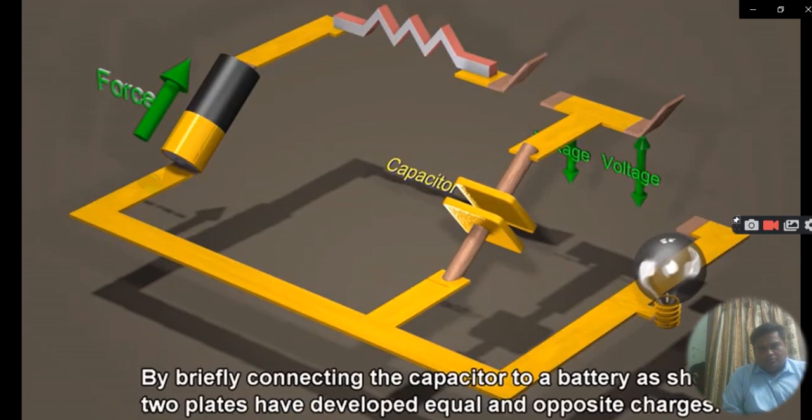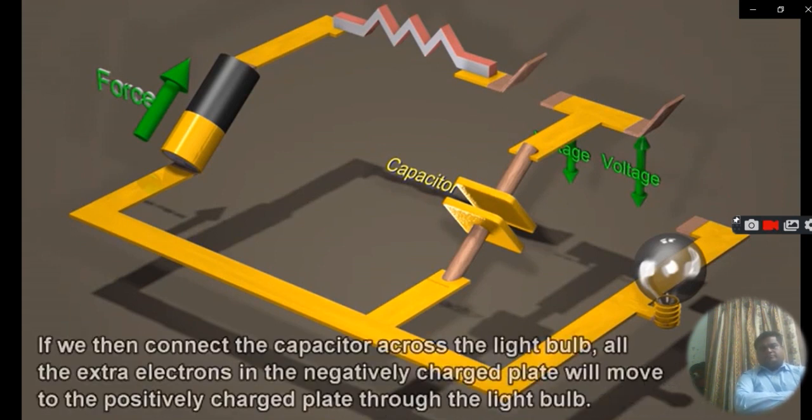By briefly connecting the capacitor to a battery as shown, the two plates have developed equal and opposite charges. If we then connect the capacitor across the light bulb, all the extra electrons in the negatively charged plate will move to the positively charged plate through the light bulb.